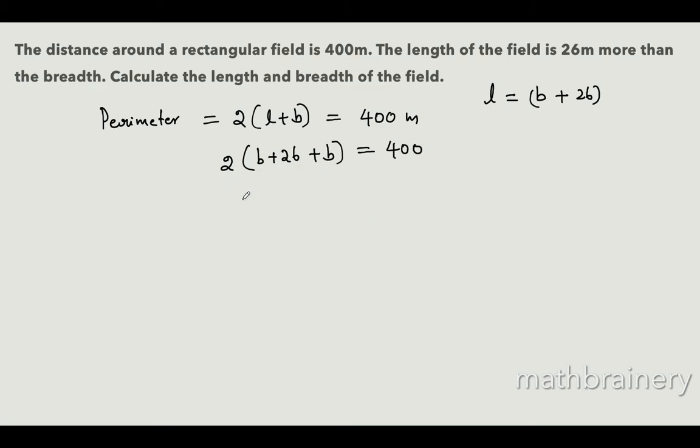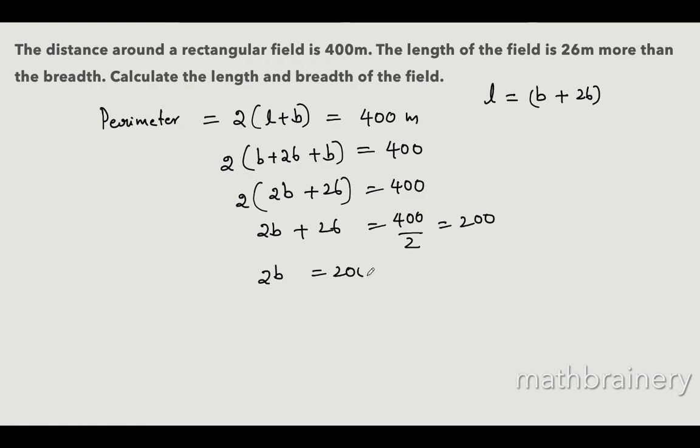Let us simplify this now. This will be 2 times (2B plus 26) is equal to 400. When I transpose 2 to the other side, you get 2b plus 26 is equal to 400 divided by 2, which is 200. Let us transpose 26 to the other side. You get 2b is equal to 200 minus 26, which is 174. That means to say your b must be 174 divided by 2, that is 87 meters.